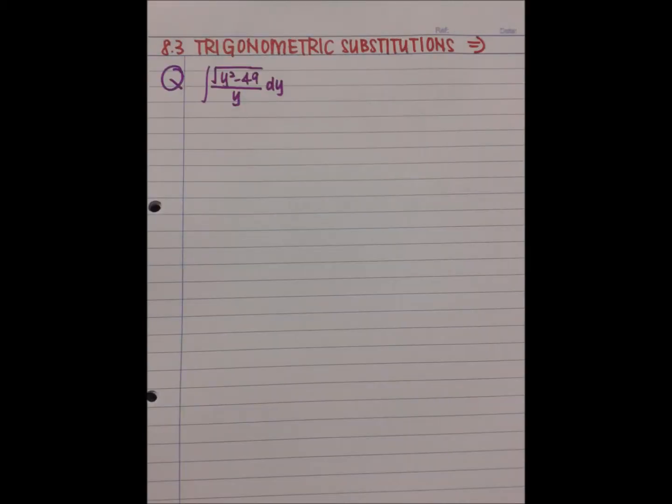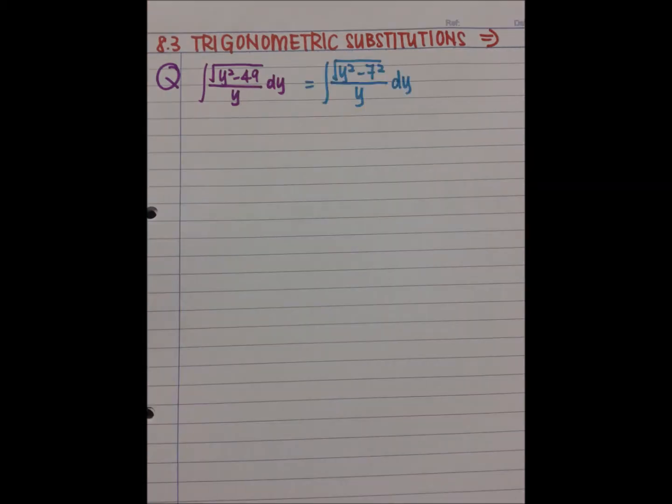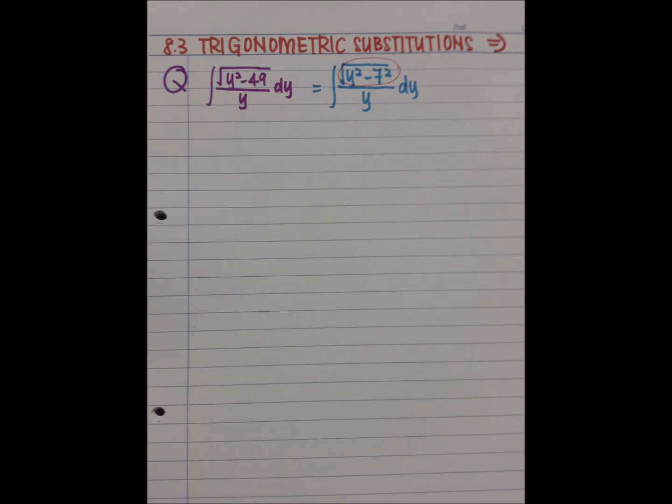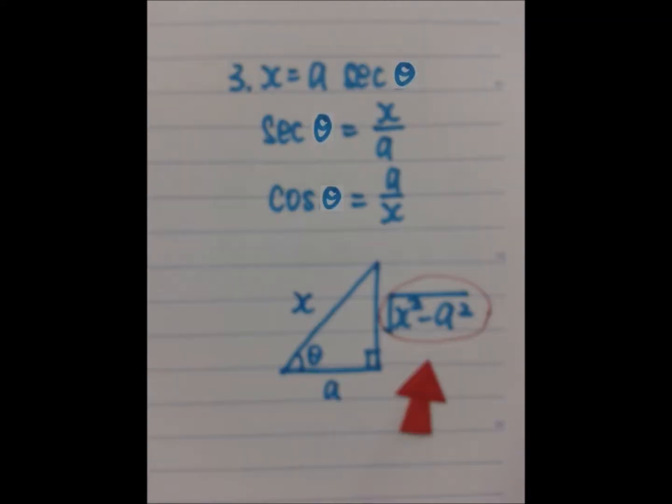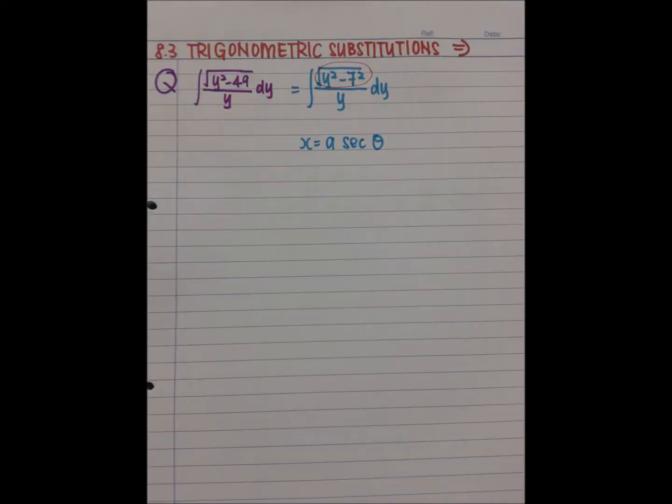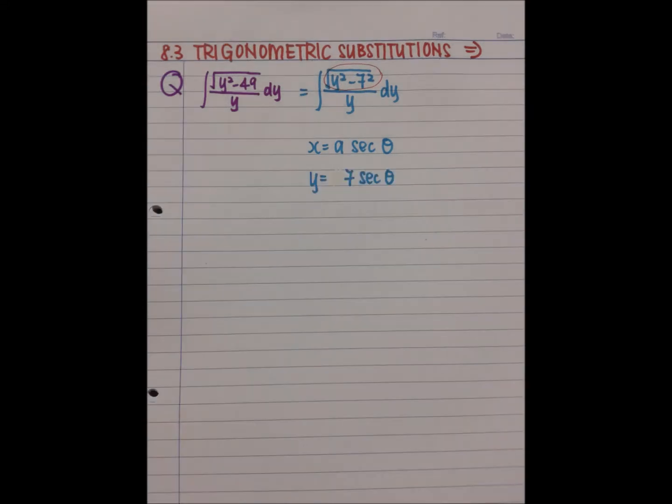Okay, so now we'll be using an example, which is the integration of the square root of y squared minus 49 over y with respect to y, to explain how to do the trigonometric substitutions. First, we compare and determine which trigonometric function to use. We rewrite the square root of y squared minus 49 into the square root of y squared minus 7 squared so that it's easier to compare. By comparing this part of the equation, we see that it is similar to that of x equals a secant theta, which is the square root of x squared minus a squared. So we'll be using x equals a secant theta, where x equals y and a equals 7. Now we have y equals 7 secant theta.